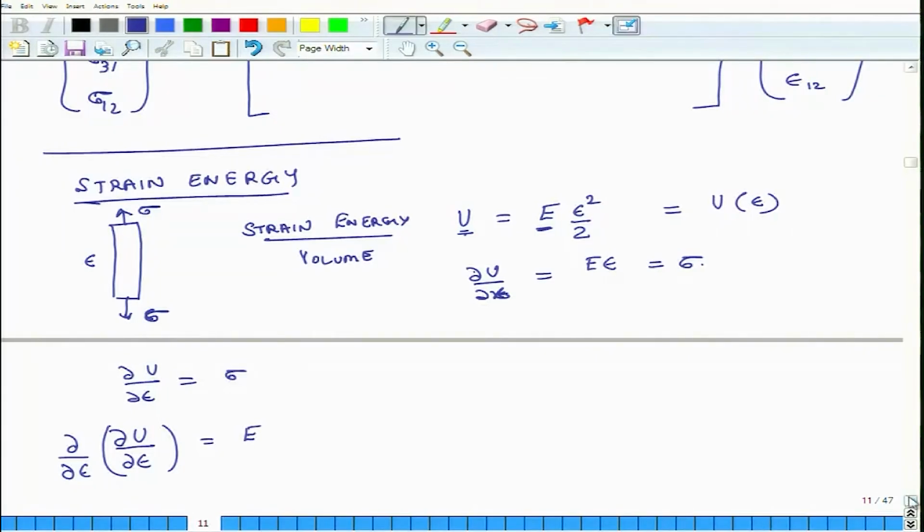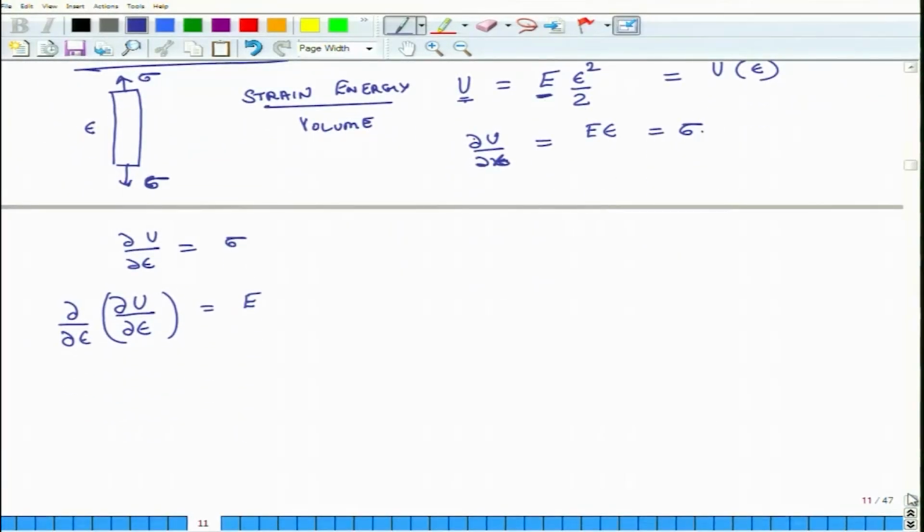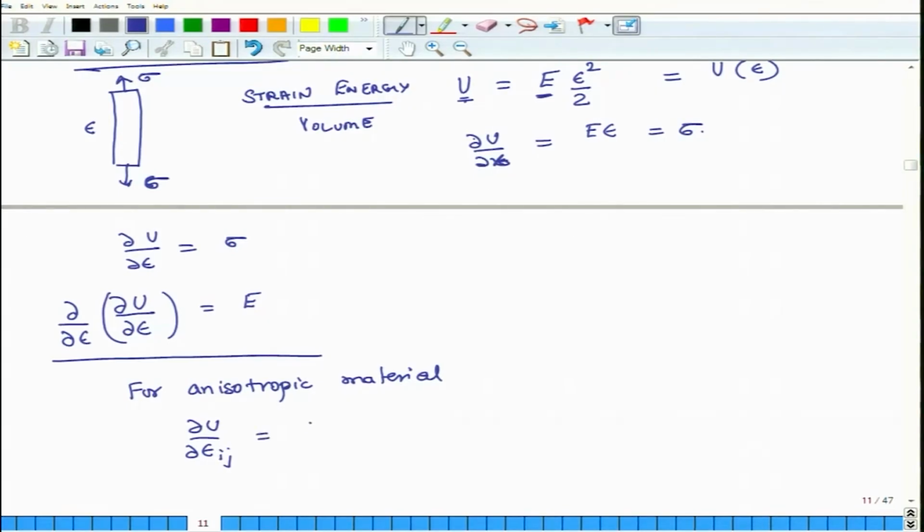And if you differentiate it once again, then you get E. Now, this is for a very simple test specimen, but in general we can mathematically show without making any approximations that for a linear isotropic material, partial of U with respect to partial of epsilon ij gives us sigma ij.